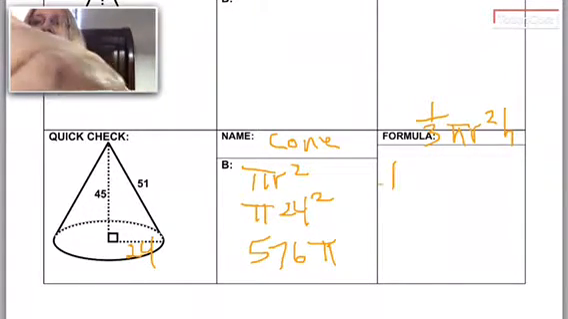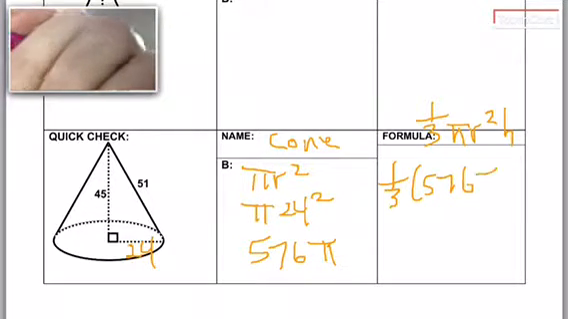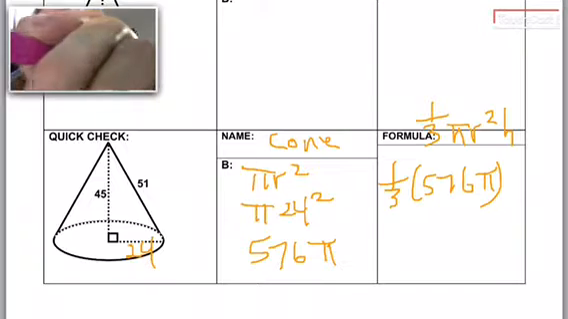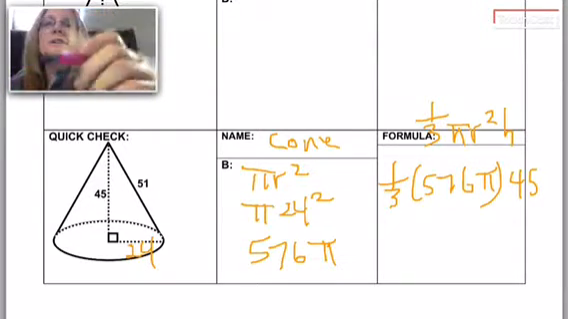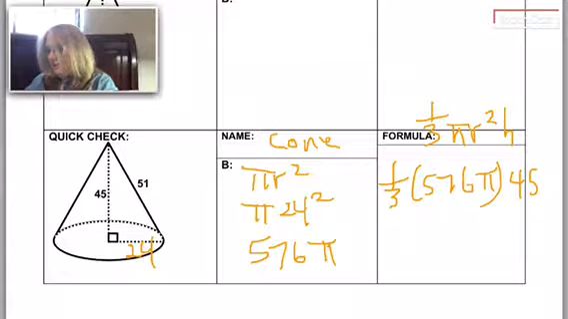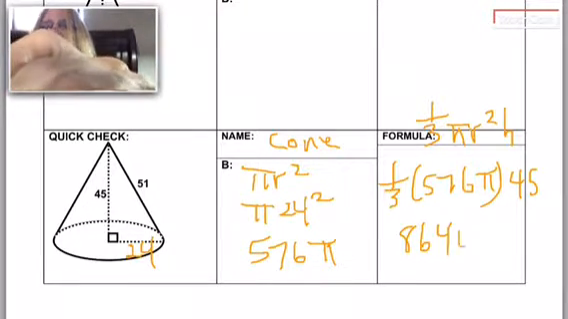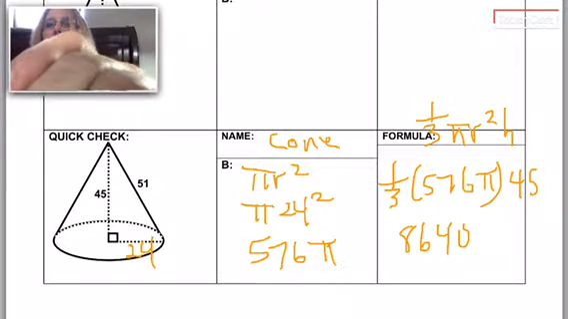So here we have 1/3 times 576 pi times the height, which is given to us, which is 45. So 45 times 576 divided by 3. And so that is 8640 pi.